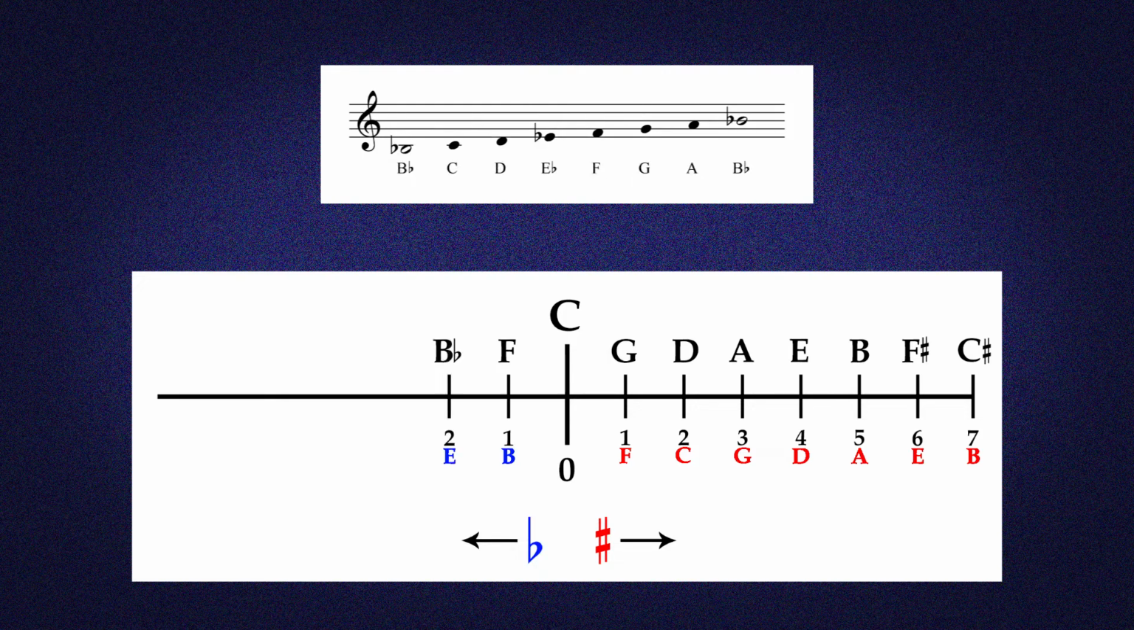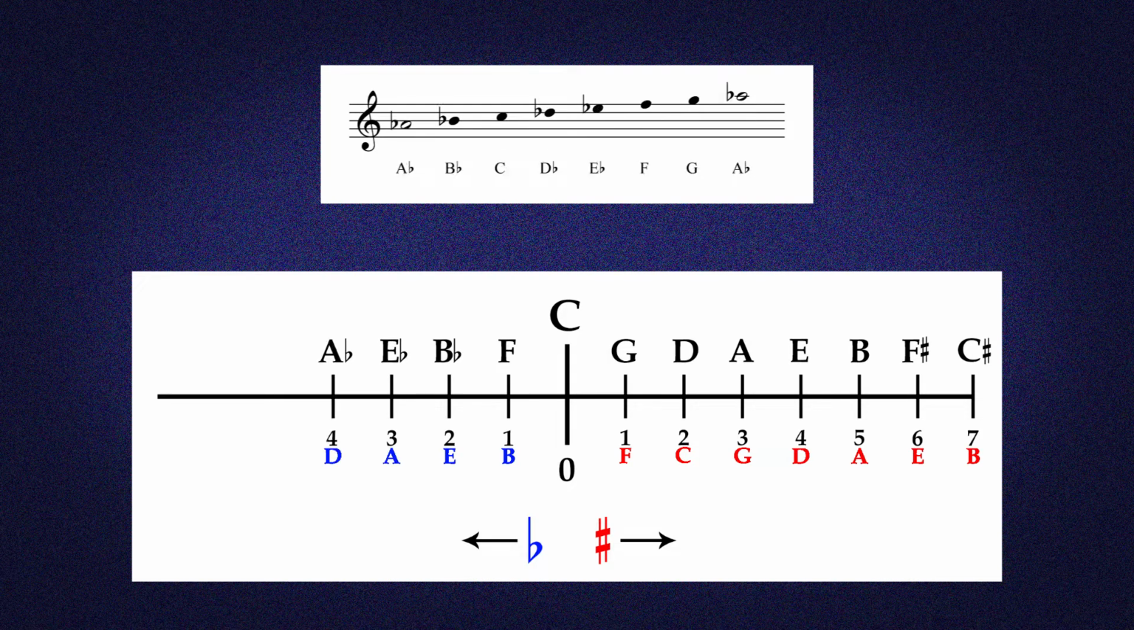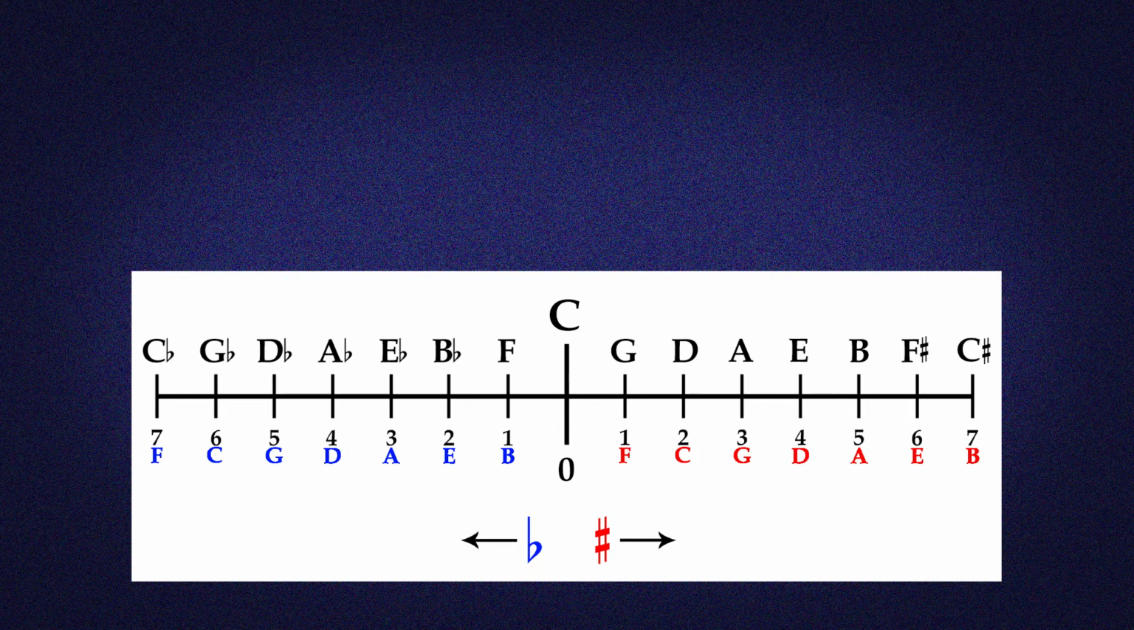I'll jump ahead a little bit and do the exact same thing with the scales that use flats. We end up with this completed line that shows all of the sharps or flats for any major scale. There are a total of 15 of them. 7 that use sharps, 7 that use flats, and 1 that doesn't use either of them. And now, anytime we need to know what notes are in any of our major scales, this tool makes it much easier and quicker to figure out.